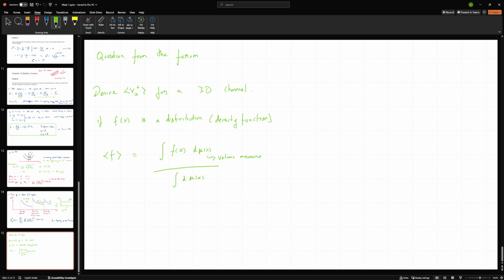Now, typically when we consider flat Cartesian space, 1D, 2D or 3D, d mu of x is actually equal to dx, as defined by Newton and Leibniz for their integral functions, or for a more formal definition, as defined by Riemann. So this is the Riemann integral measure.